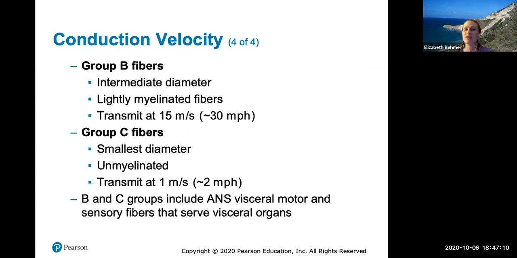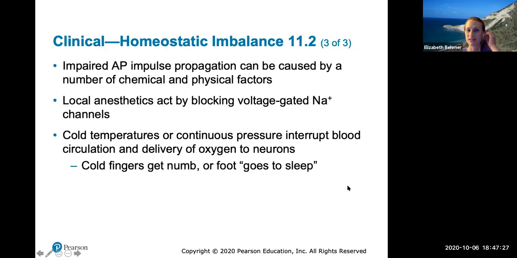Group B fibers are the intermediate. They have a conduction speed of about 30 miles per hour. Group C is the smallest diameter, and they will be completely unmyelinated. B and C will include some autonomic nervous system visceral motor and sensory fibers that serve visceral organs.